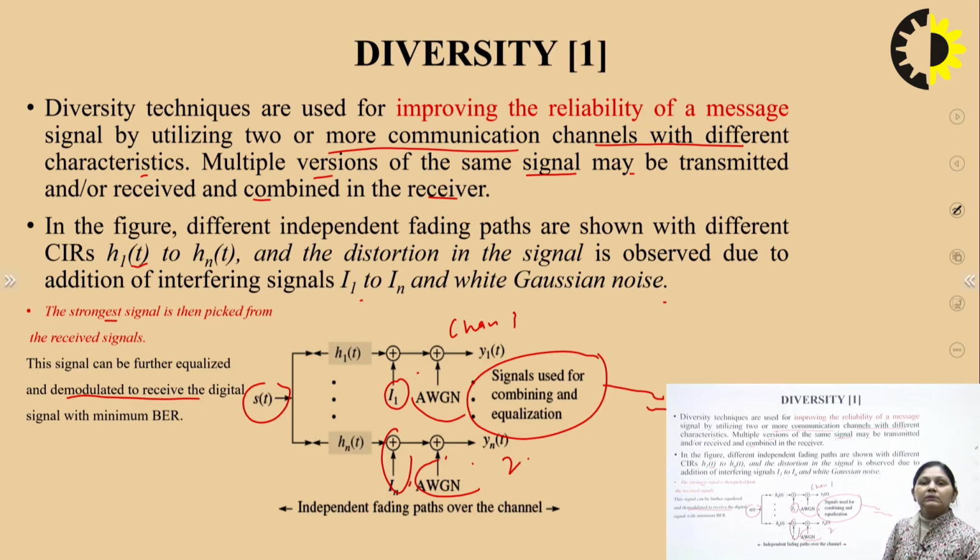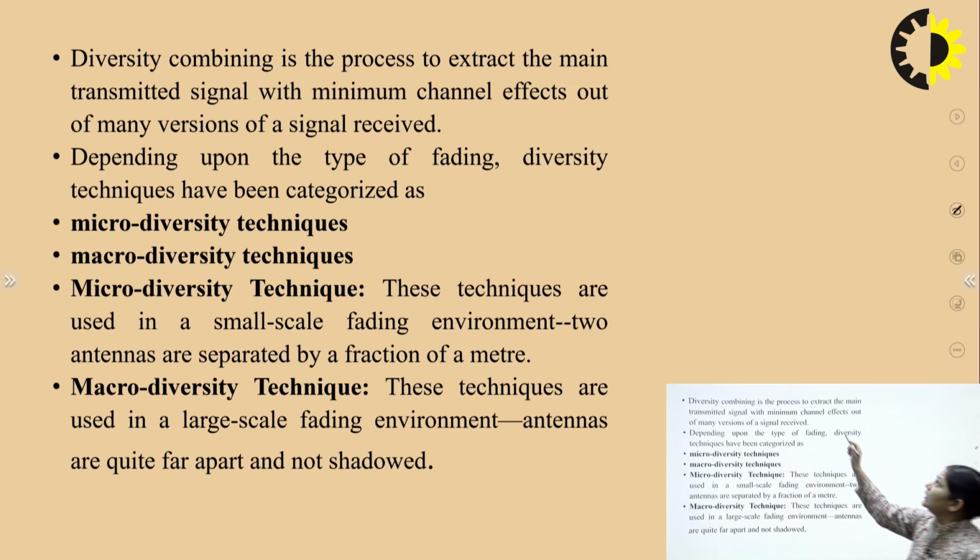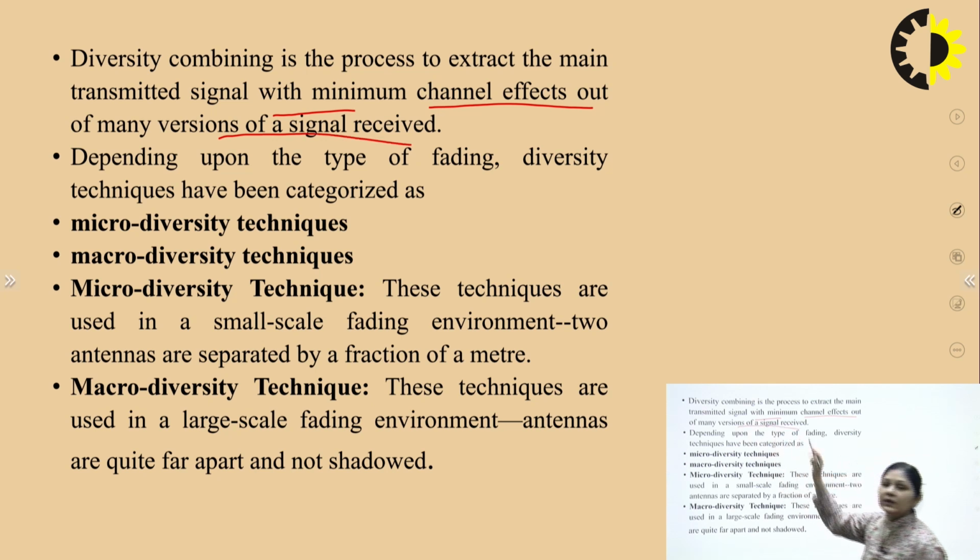Now the idea of diversity must be clear to all of you. Here we are considering multiple channels. In this example I am talking about two channels, and the signal can be transferred through different channels, and in between there can be different interfering signals and Gaussian noise. At the receiver end, all these signals will be combined together, then the best signal will be considered, and after that we can apply an equalization technique to improve the bit error rate. So this is the main purpose of diversity: to extract the main transmitted signal with minimum channel effects out of many versions of the signal received.